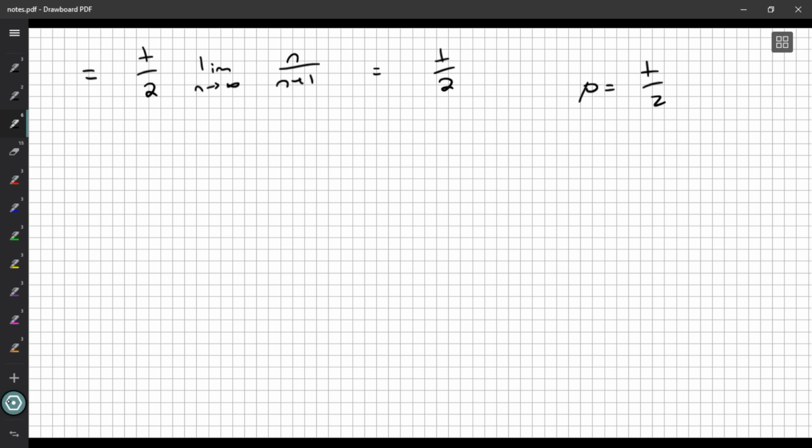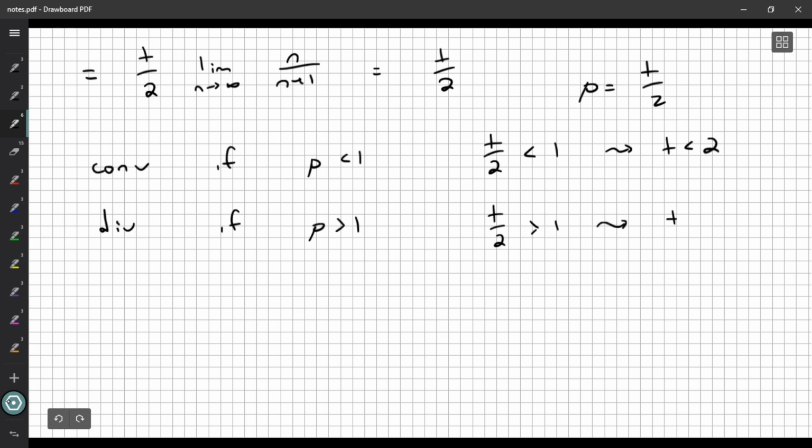Now, we know that we get convergence if rho is less than 1. So that happens if t is less than 2. We know with the ratio test that we get divergence if our rho value is greater than 1. So that corresponds to t being greater than 2. So the only question left is, does it converge with t equal to 2? Okay. So you see the power of the ratio test there? We covered a lot of situations.